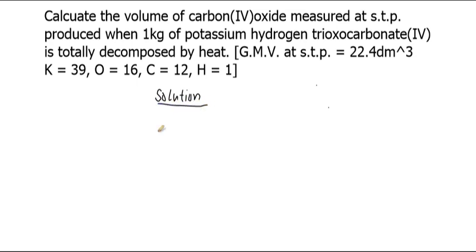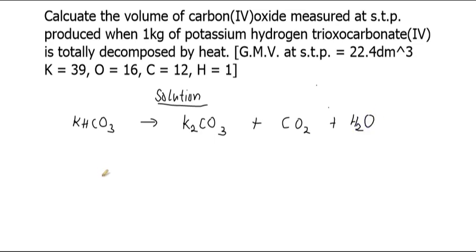Based on the question given above, we are being made to understand that potassium hydrogen trioxocarbonate is totally decomposed by it. So the first thing to do now is to write out the chemical equation showing the decomposition of potassium hydrogen trioxocarbonate 4. The chemical formula is KHCO3. So when this decomposes, we have K2CO3, that is potassium carbonate, plus carbon dioxide, which is a gas, and then steam. So now we've written out the chemical equation.